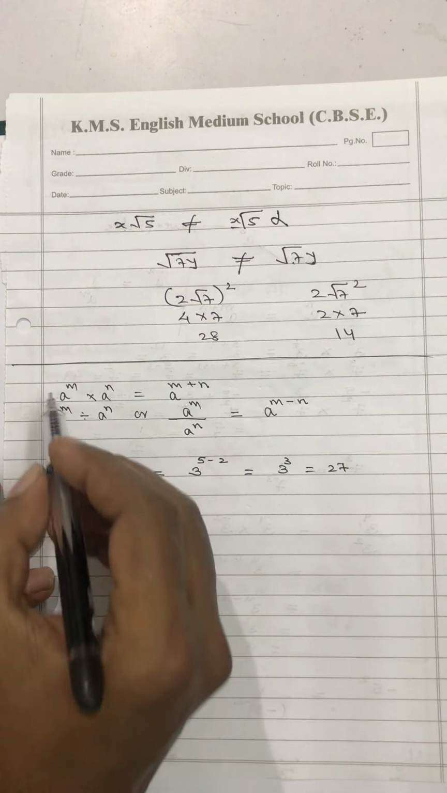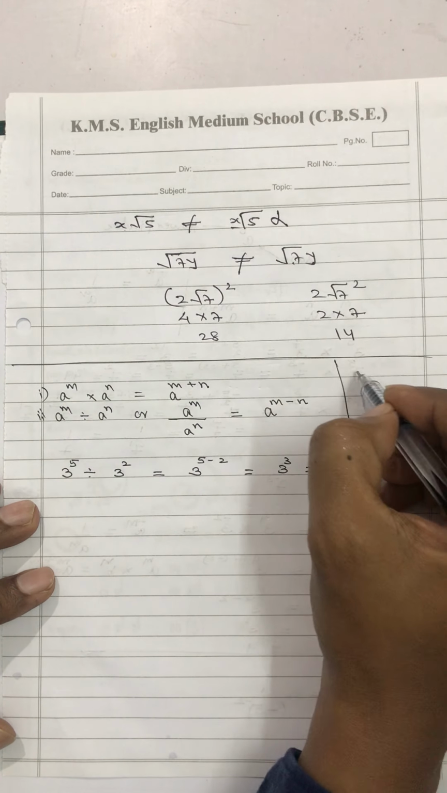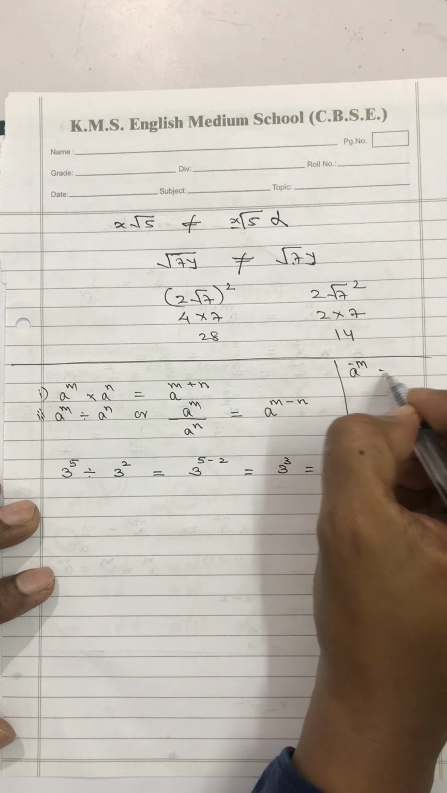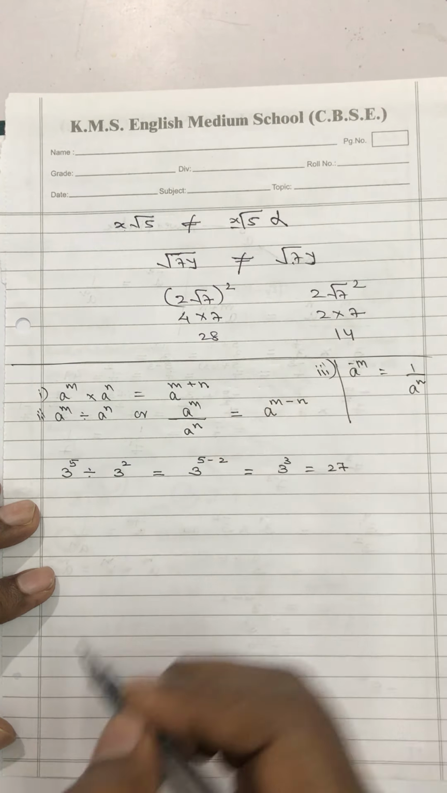So this is what is going to happen every now and then. These rules are very easy to understand. We have understood the first one, we have understood the second one. Of course, we have also understood a raised to the power of minus n is equal to 1 upon a raised to the power of n. This is the third one.